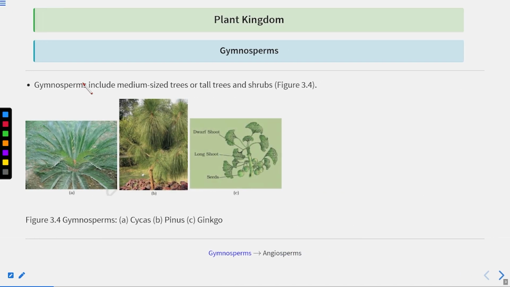Now here you can see the gymnosperms include medium-sized trees or tall trees, and sometimes even shrubs. Here you can see the cycas plant. Its leaf is very tough, covered with a waxy cuticle, and has a glossy, shining surface. This also shows xerophytic characters. It is a xerophytic plant because it can grow where the condition is very harsh and less water is required.